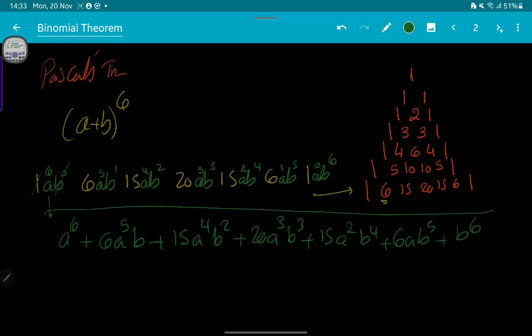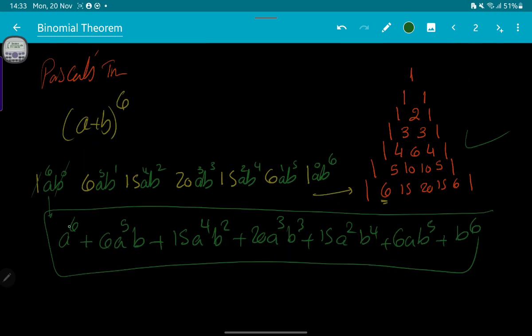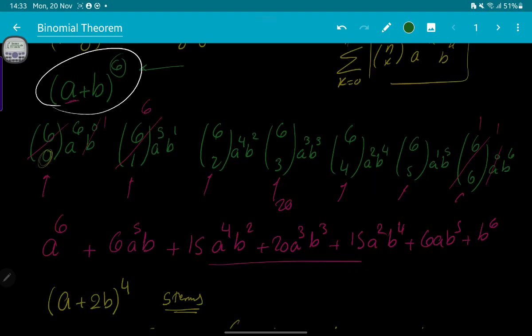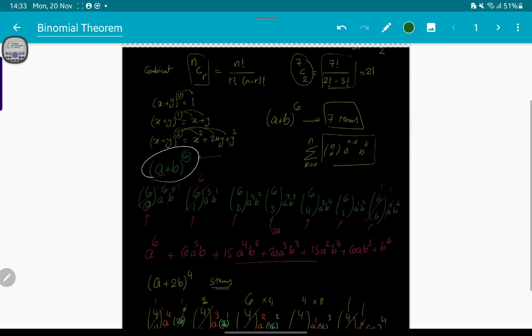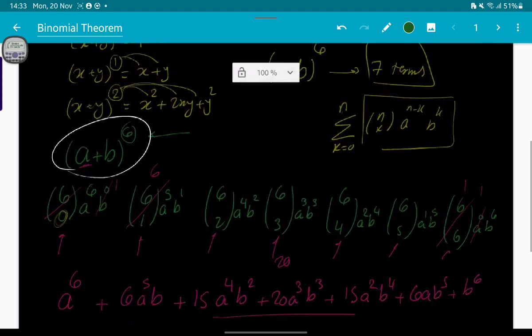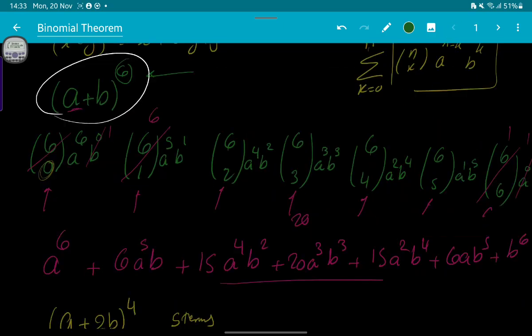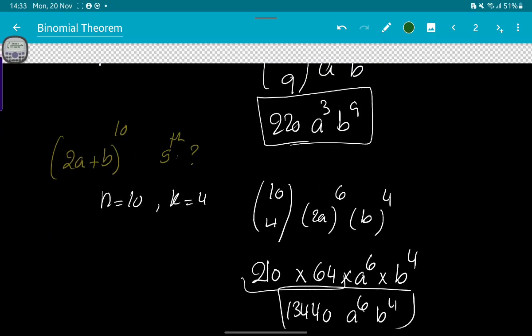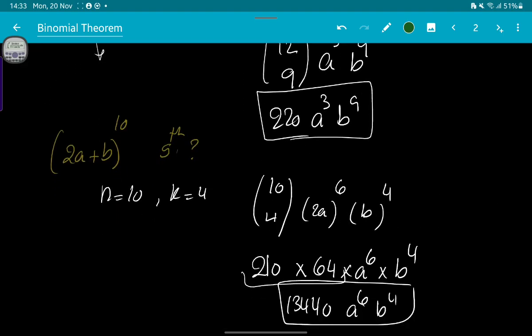When you compare this answer by this method to the previous one, a power 6, 6a power 5 b, and so on, this will give you the same answer. So we have two main questions: expand by this method or this method, and find a specific term like this. Good luck.